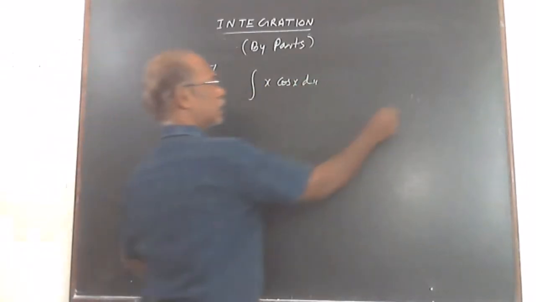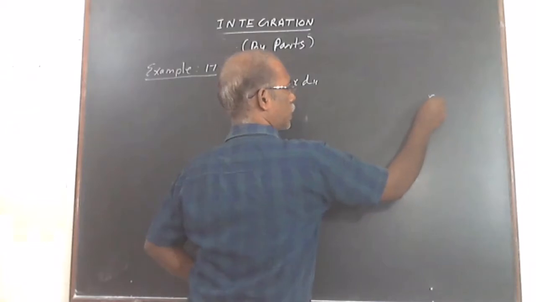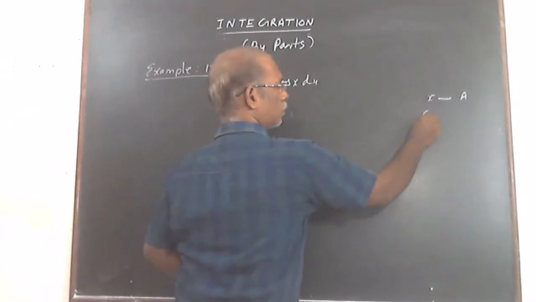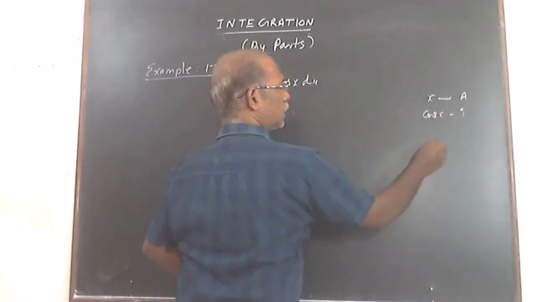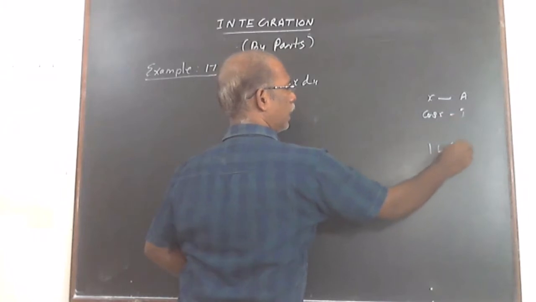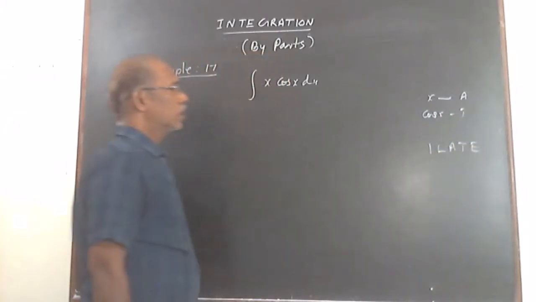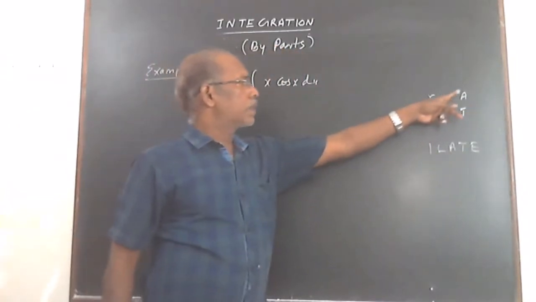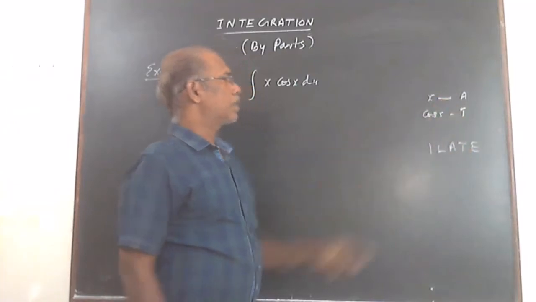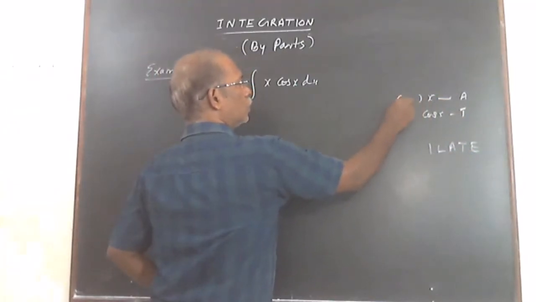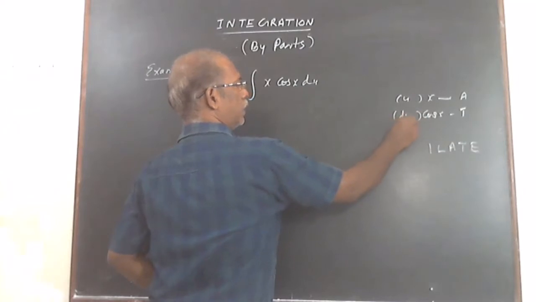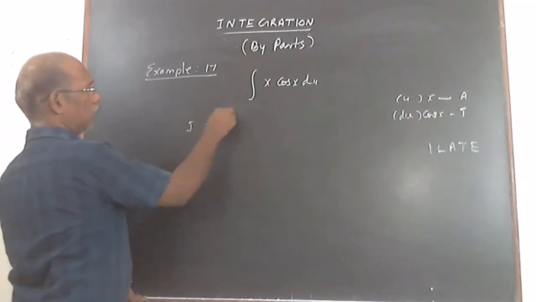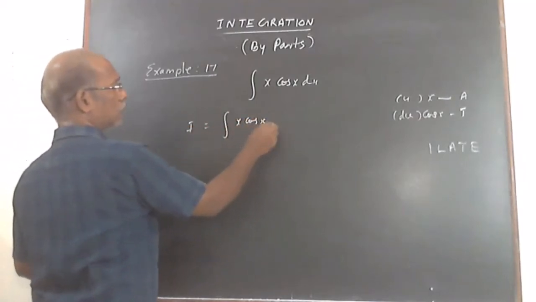Dear student, x is an algebraic function and cos x is a trigonometric function. This is the order ILATE. So A and T are available. In this order, A comes first and T next. A comes first, so this is u. Cos x dx is dv. I equals integral of x cos x dx.